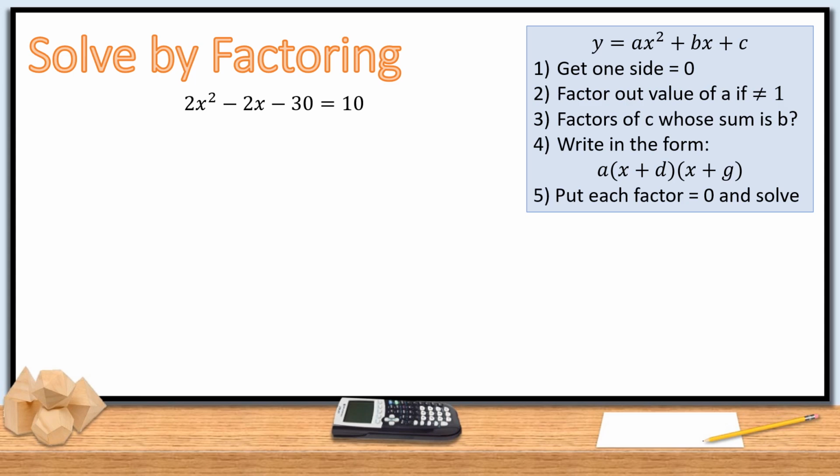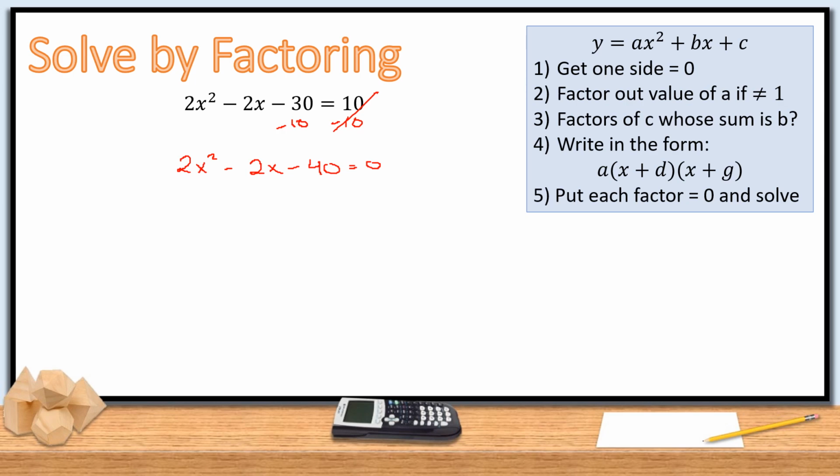First up, you need one side of the equation to equal 0. So you're going to get all terms to one side of the equation. In my case, that 10 needs to go, so we would subtract 10 from both sides. On the right side, I'll be left with 0. So I'll have 2x squared minus 2x minus 40 is equal to 0.